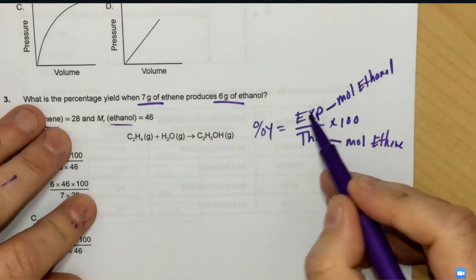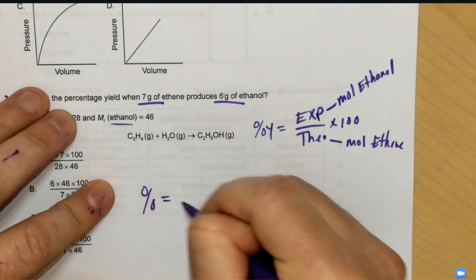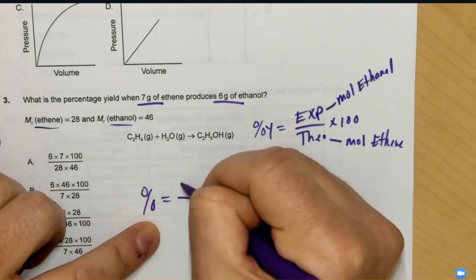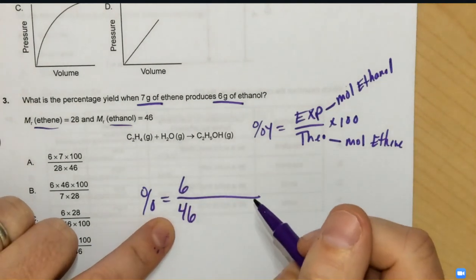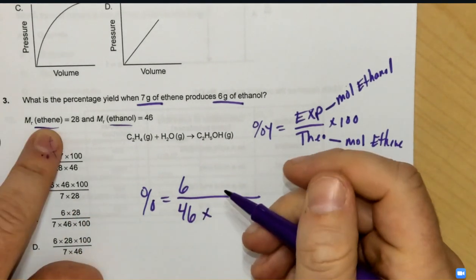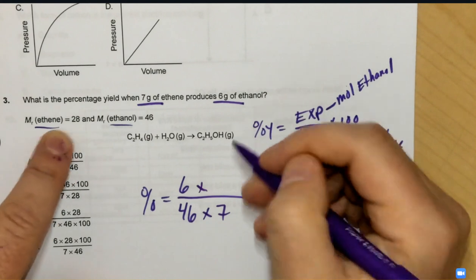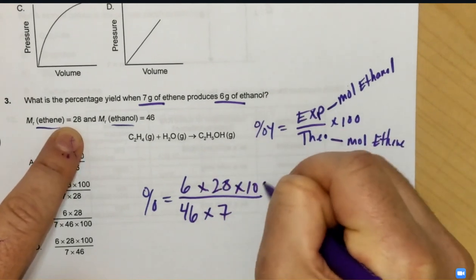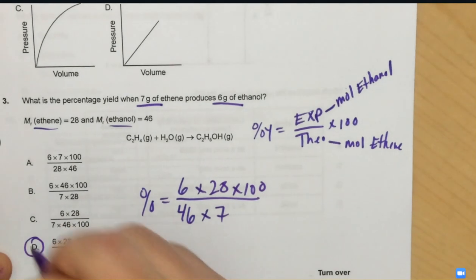So in order to get moles of ethanol in the numerator, I'm going to take the mass of ethanol, which is 6, and divide by the molar mass, which is 46. If I want moles of ethene down here, I need the mass of ethene down here, which is 7, and the molar mass of ethene up here, which is 28, and we multiply the whole thing by 100, which looks to me like choice D.